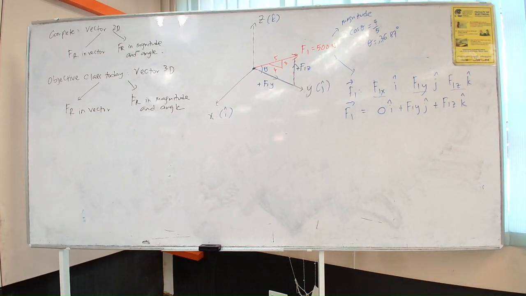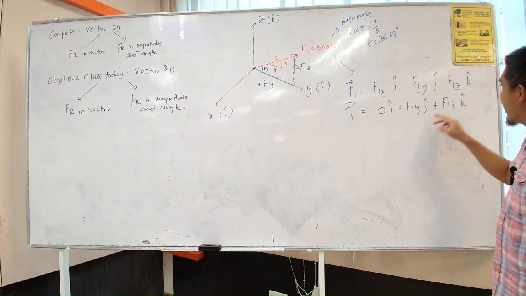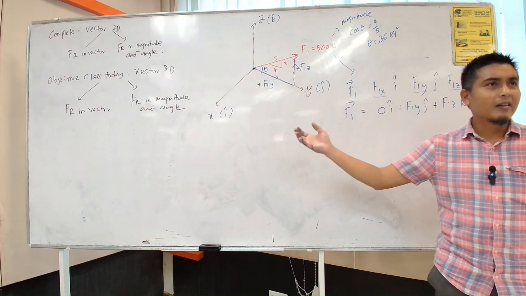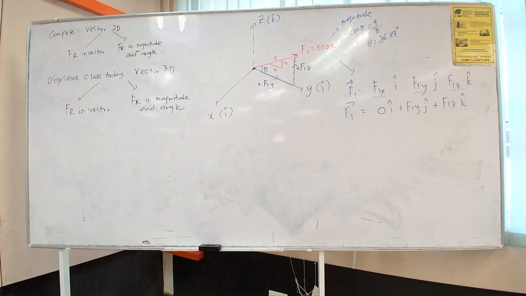Is it clear so far? Alright. So now your duty is you need to find F1y and F1z. Do you think you can get the answer? How? You use the theta and also the magnitude information, right?